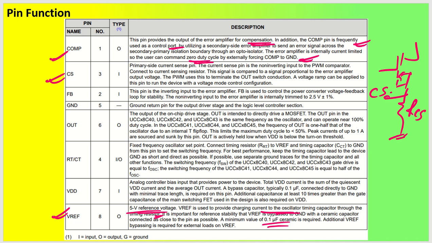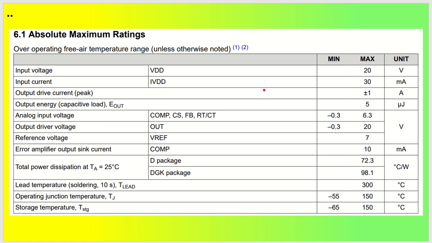A very important thing that we always have to look into is the absolute maximum rating of this particular IC. If you see the absolute maximum rating, we have input voltage maximum 20 volt. You should not stress your pin more than 20 volt. We have input current as 30 milliamperes. We have output drive capacity maximum plus minus 1 ampere only. So you have to understand that the driving capacity of the gate of the MOSFET will not be more than 1 ampere.